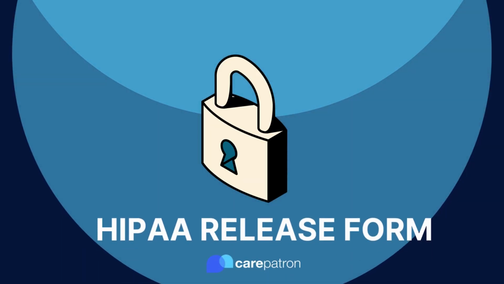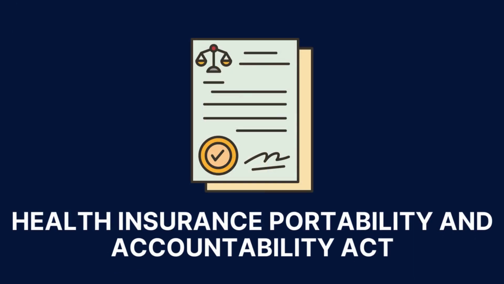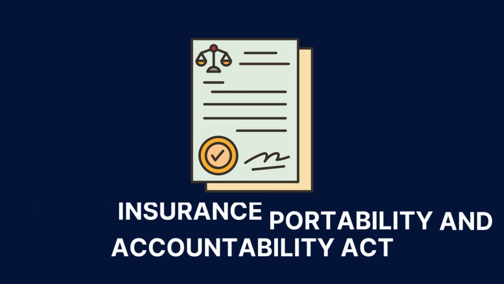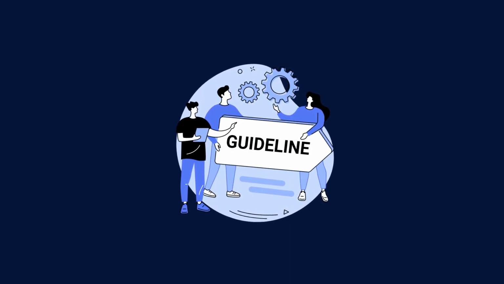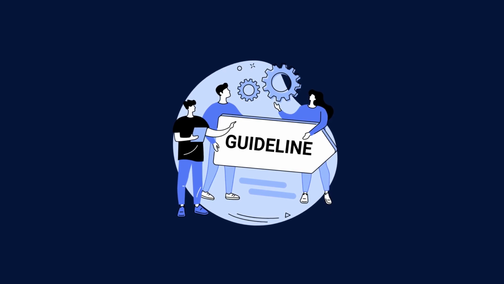The Health Insurance Portability and Accountability Act, also known as HIPAA, is a comprehensive piece of US legislation enacted in 1996 governing the protection and confidentiality of sensitive patient health information, designed to ensure that patients' medical details remain private and secure. HIPAA sets guidelines on how healthcare providers, insurance companies, and other entities must handle patient data.